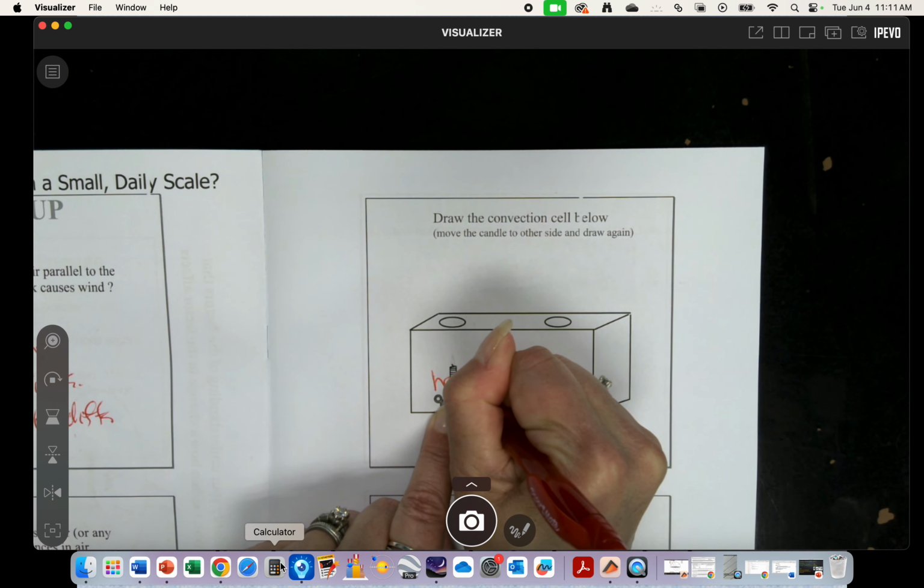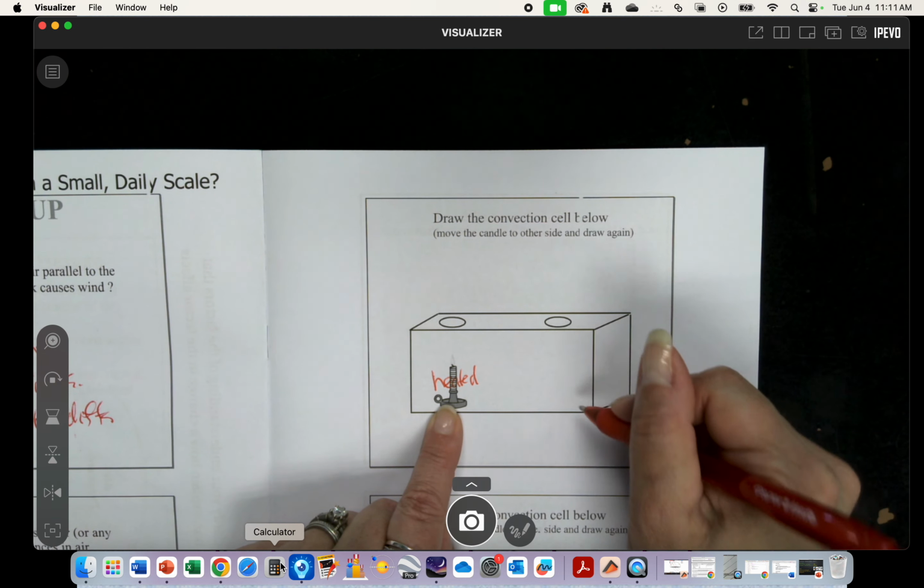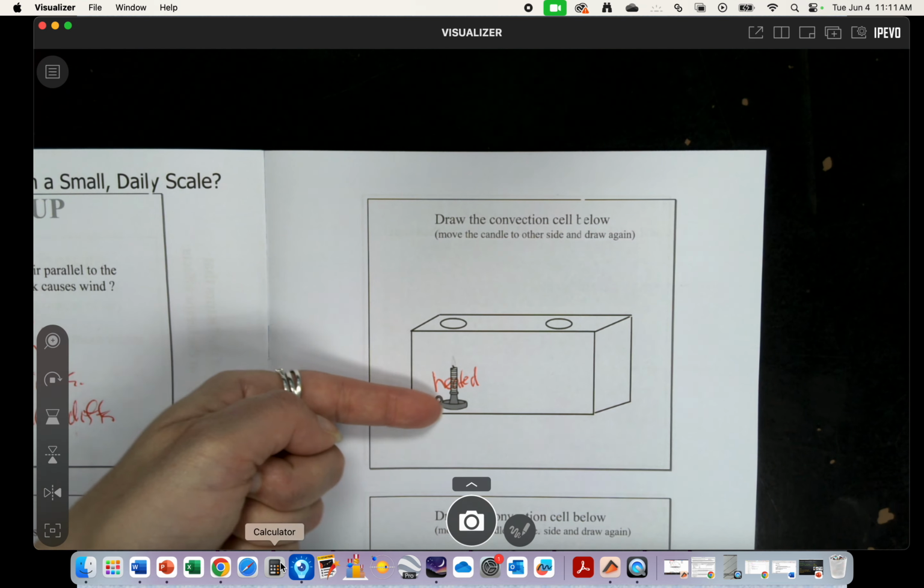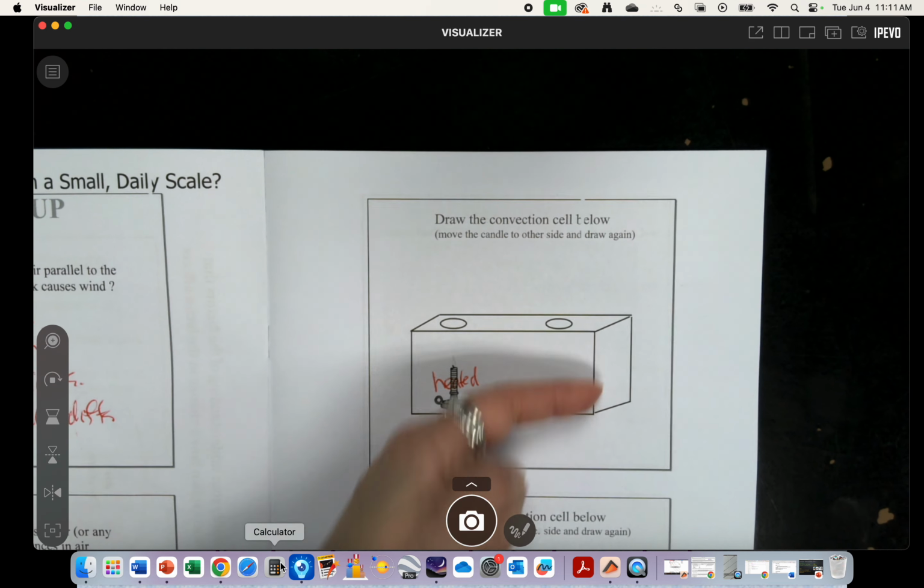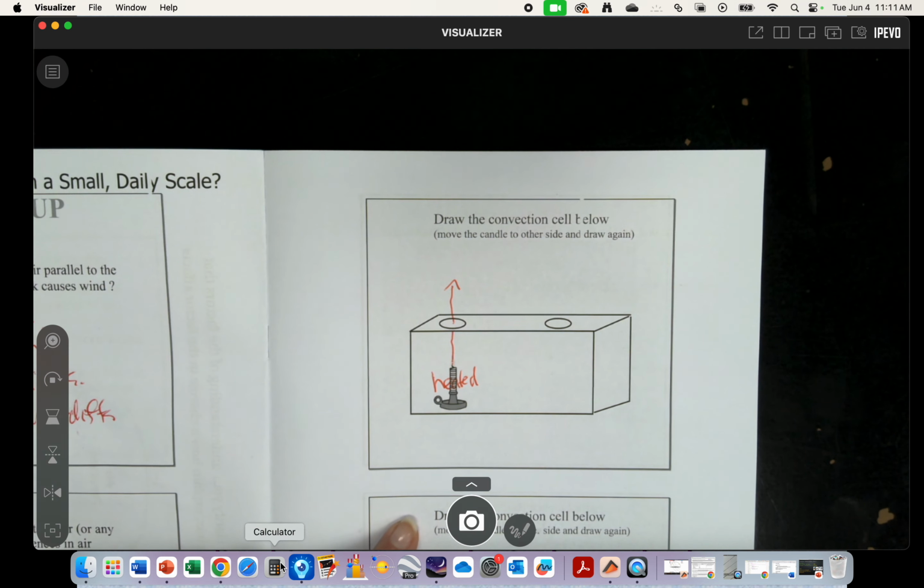This is where the air is getting heated. So what's happening? The air moves to the right, outside the box or inside the box? Inside the box. The air is going to move this way? Or like up. Oh, the air is going to move up. Okay, then what? What's going to happen?